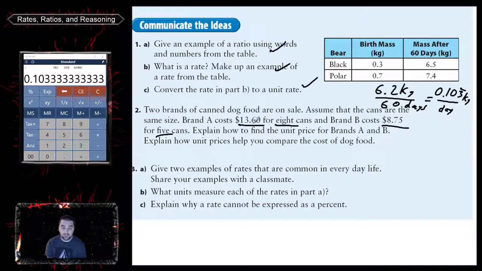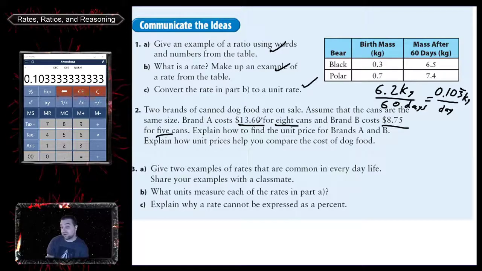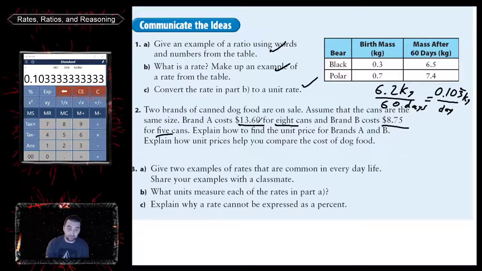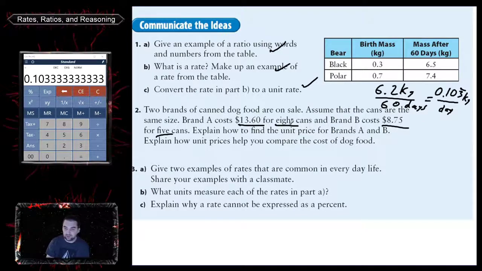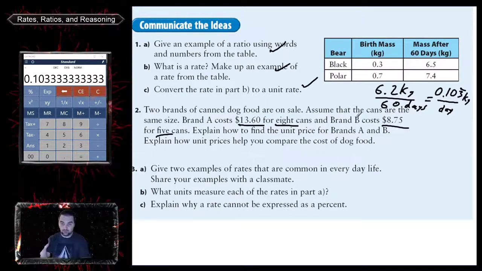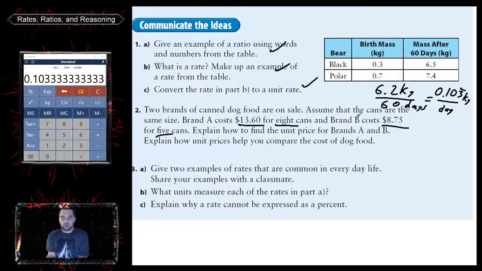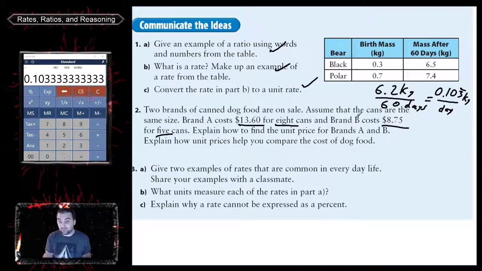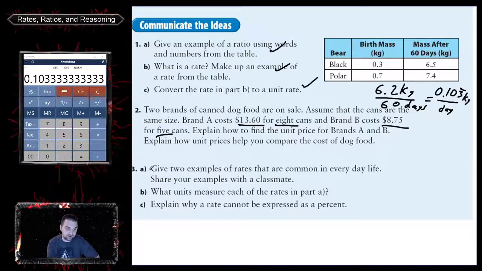So what I would do is divide 13.6 by 8, because that tells me the cost per 1 can. And if I know the cost for 1 can of brand A, and I do the same thing for brand B, and I know what each can costs for the 2 different brands, well, the unit price now tells me which one is more expensive per can. That's pretty useful, especially in real life.